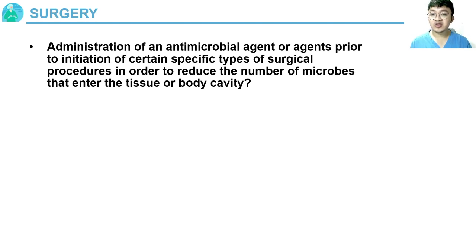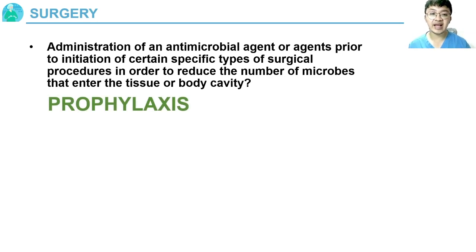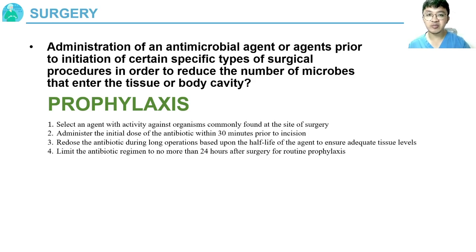Next, what refers to administration of an antimicrobial agent or agents prior to initiation of certain specific types of surgical procedures in order to reduce the number of microbes that enter the tissue or body cavity? When you want to give antibiotics in anticipation of possible infection or contamination, but you've not actually encountered this infection or contamination already, you call this prophylaxis. Prophylaxis means you need to prepare the patient for possible microbial contamination. You have the 4 general principles of prophylaxis as highlighted in Schwartz.